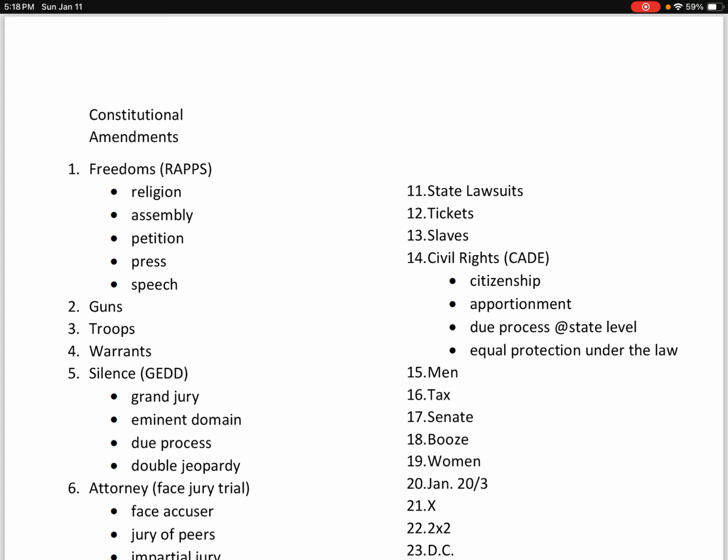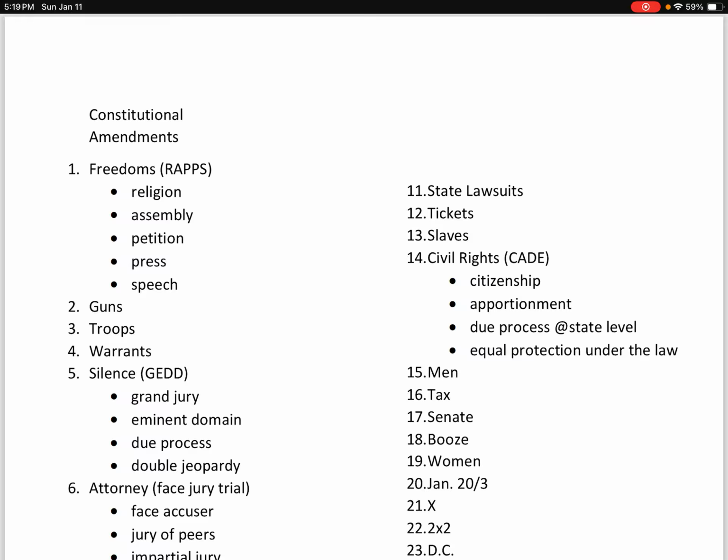Number 2 is guns. It's the right to bear arms with limits. The Constitution talks about a well-regulated militia, that you have the right to carry a weapon and have a well-regulated militia. Number 3 is troops. You don't have to quarter or house troops. This goes back to the Quartering Act of 1765, when Great Britain required colonists to house British troops in America, before it was called America at that time.